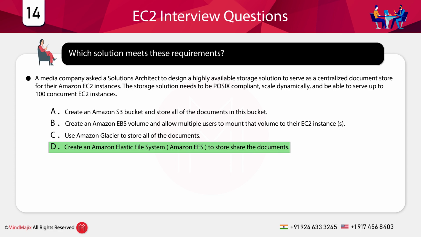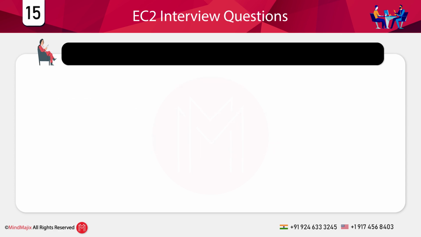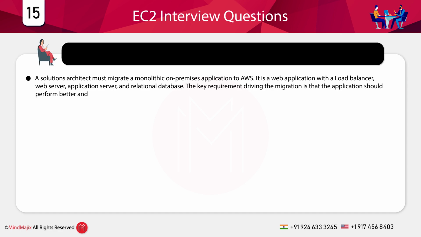So in this way you have to answer the question. Let's see question number 15. A solution architect must migrate a monolithic on-prem application to AWS. Now, what is monolithic? A big application, a big chunk of application. It is a web application with load balancer, web server, application server, and relational database. The key requirement driving the migration is that the application should perform better and be more elastic. Which of the following architectures would meet this requirement?